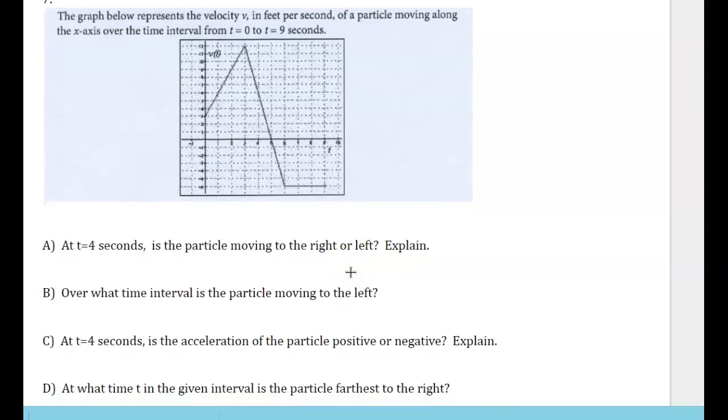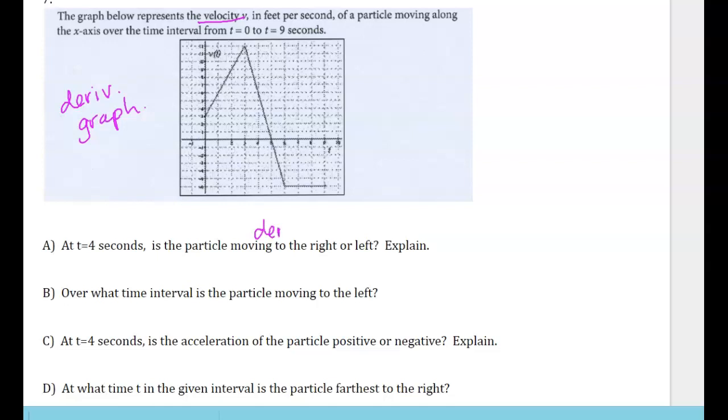So the first thing you want to notice is this is a little tricky, but this is a graph of the velocity. So I always make a little note that this is a derivative graph. And we're going from 0 to 9 seconds. We've got this little chart, and I've got numbers on the axis. So at t equals 4, is the particle moving to the right or the left?